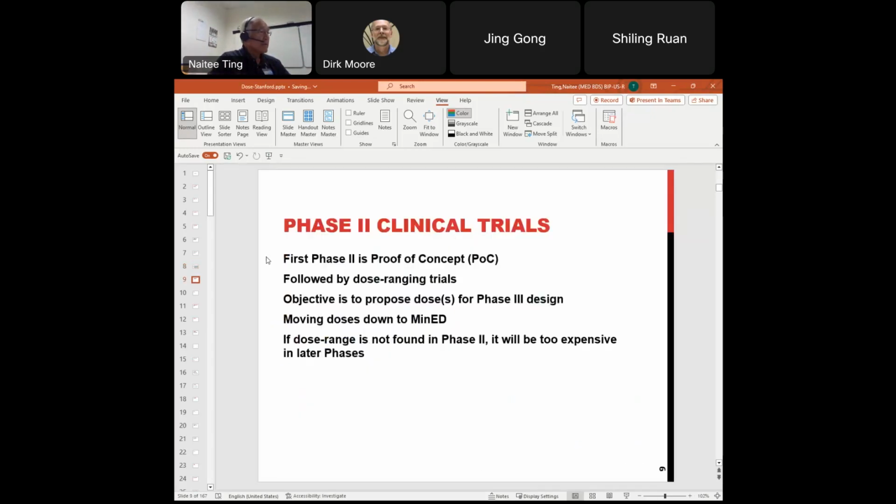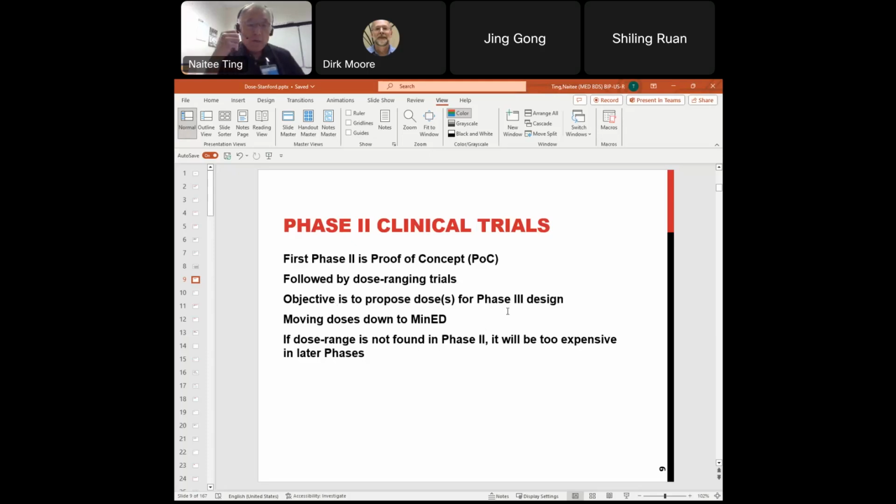All right. So that's pretty much a brief introduction about phase one. So the 2 deliverables for phase one are PK, PD, and MTD. And now you engage into phase two clinical trials. The first phase two is proof of concept, followed by dose ranging. The objective is to propose dose or doses for phase three design. You try to move the doses down to minimum effect dose.